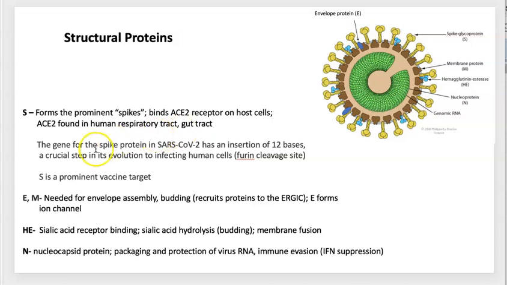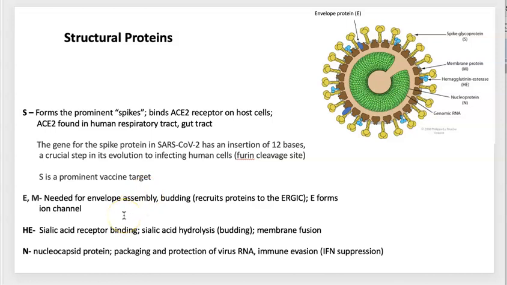The gene for the spike protein in SARS-CoV-2 has an insertion of 12 bases, and this gives it what's called a furin cleavage site. And this furin, which I'll talk about, is an additional processing step that might give the virus much more efficient ability to infect human cells. And so again, I'll talk a bit more about this when I get into virus origins. And as I've already alluded to, S is a prominent vaccine target.